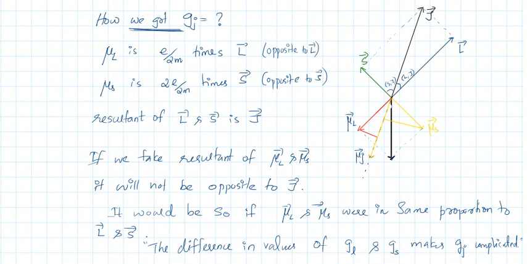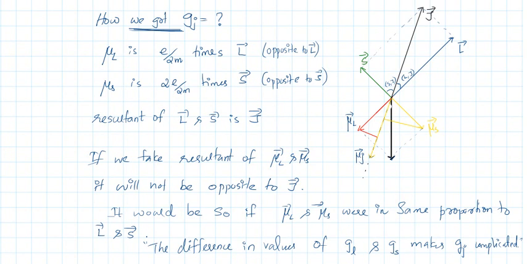Now, spin angular momentum S is represented by this green arrow and mu_S will be opposite to that and its magnitude will be 2e by 2m times that of S. Here I assumed that e by 2m is half, so 2e by 2m is 1. So mu_S and S will have the same length. L and mu_L are not the same length. Mu_L is only half of L, but S and mu_S are of the same length.